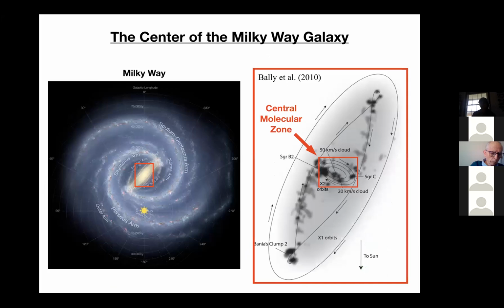Gas is suggested to enter the galactic center through the galactic bar, as is shown in the Bally 2010 results. So you have gas that is in the galactic bar, which is on these X1 orbits. And then you have gas that's in the galactic center on these X2 orbits, which is the smaller red box that's indicated on this figure. The gas in the galactic center, these X2 orbits, are typically perpendicular to the galactic bar, which is the X1 orbits.